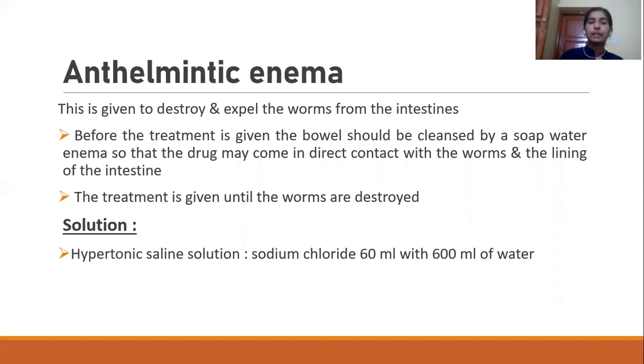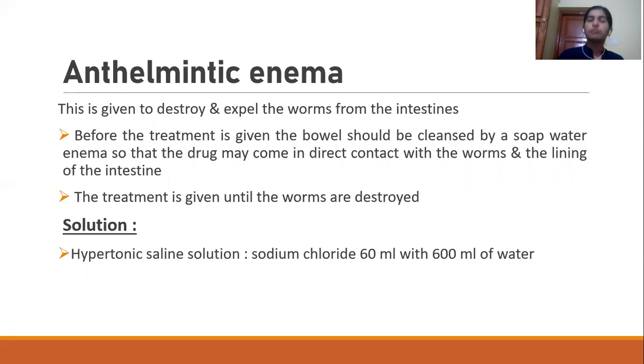So next is anthelmintic enema. The word itself tells you it is to destroy worm infestations. This is given to destroy and expel the worms from the intestine. Before the treatment is given, the bowel should be cleansed with soap and water, so that the drug may come in direct contact with the worms in the lining of the intestine. Worms attach to the intestinal mucosa, so if it is impacted with fecal material, the drug will not be absorbed properly.